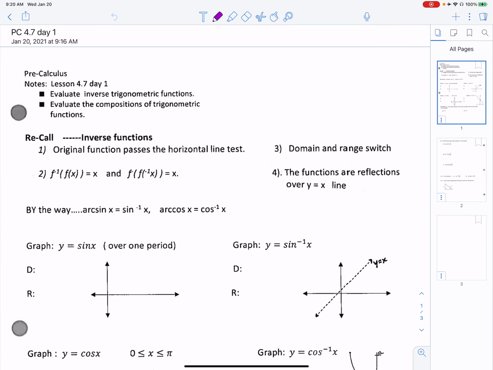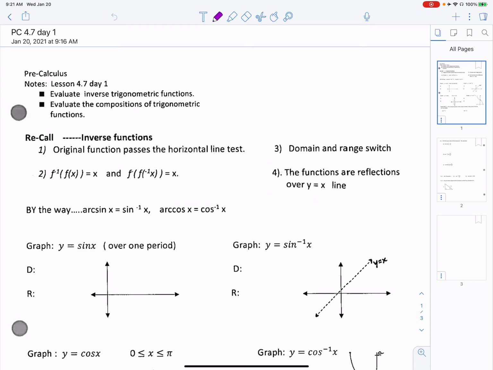Precalculus 4.7 day 1. We're skipping over to 4.7 and we'll pick up 4.6 after we assess some of chapter 4. So anyways, this involves getting the inverse functions of sine and cosine. And so we want to review the inverse function properties.